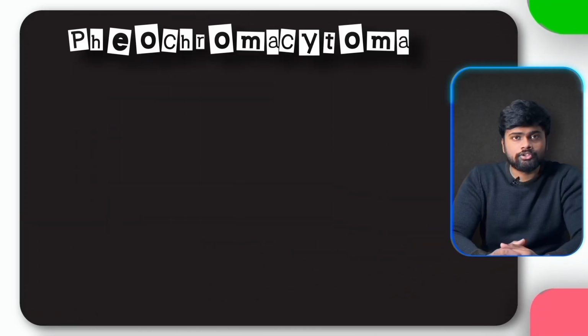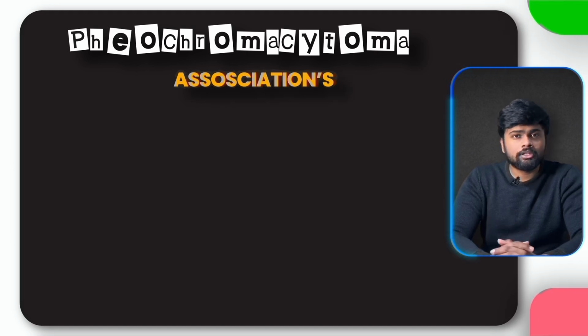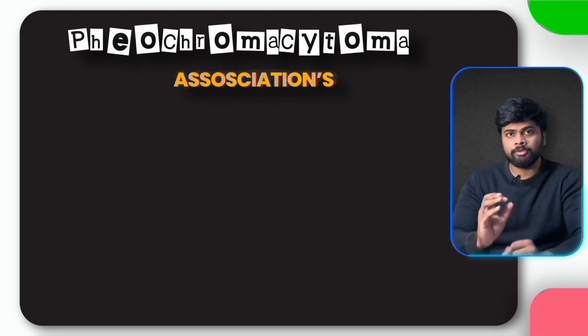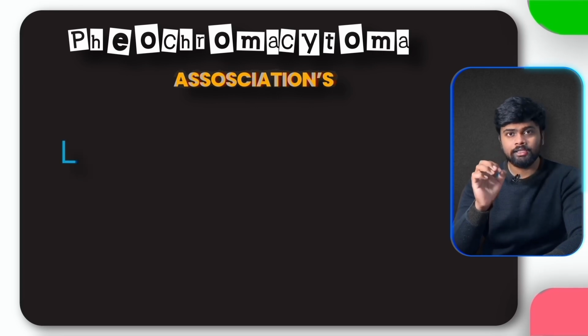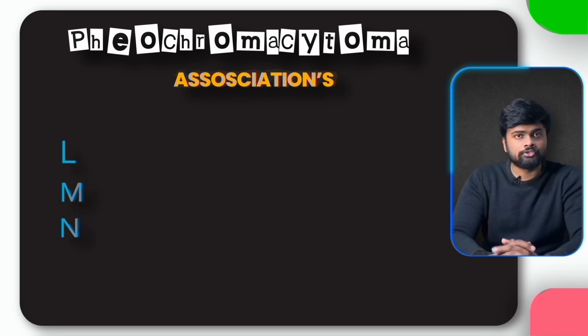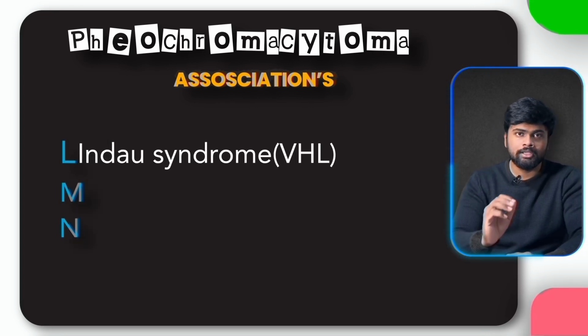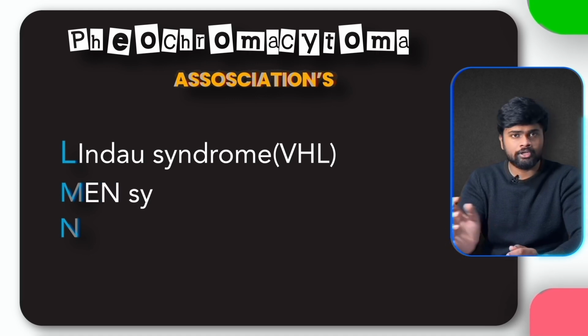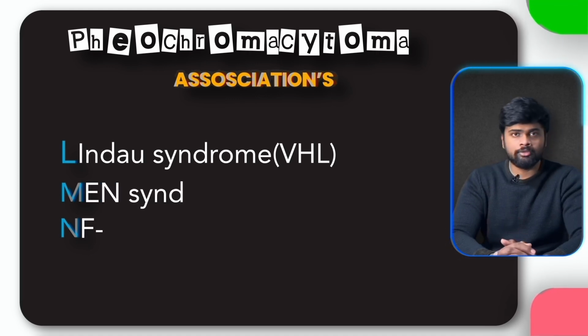Now, what are the associations of pheochromocytoma? In order to remember the associations of pheochromocytoma, let's remember it with a mnemonic, that is L, M, N. L stands for Lindau syndrome, which is von Hippel-Lindau syndrome. M stands for Men syndrome, which is multiple endocrine neoplasia. N stands for neurofibromatosis type 1.